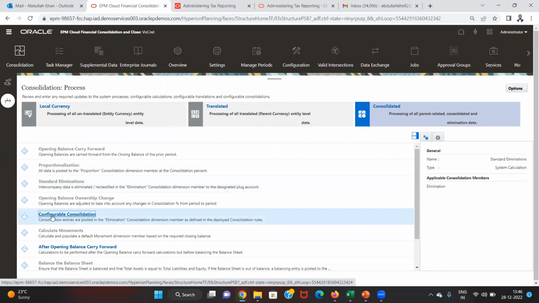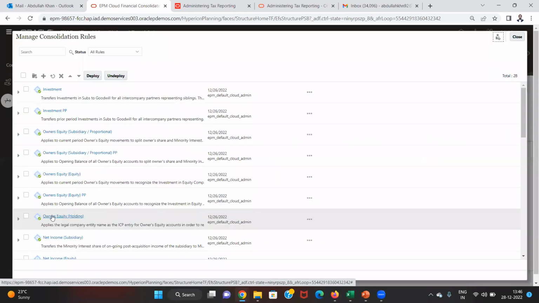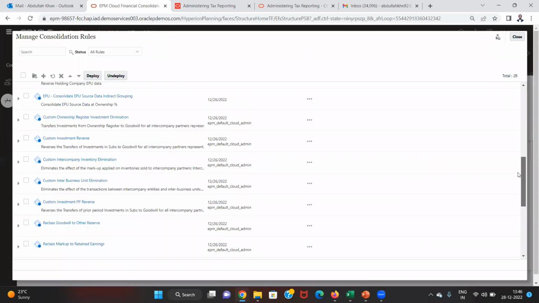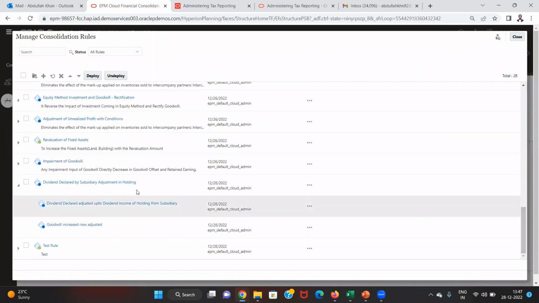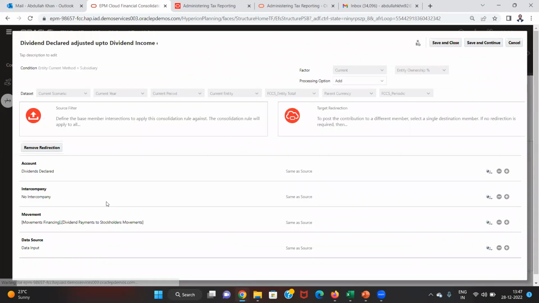If we go to configurable consolidation in our application, the rule for the same, which is currently undeployed, is created by the name of dividend declared by subsidiary adjustment in holding. There are two rules under this rule set. The first rule is that the dividend which is declared would be adjusted to the dividend income of holding. The holding's share of dividend income from the subsidiary is 80% of what the subsidiary is declaring, right?